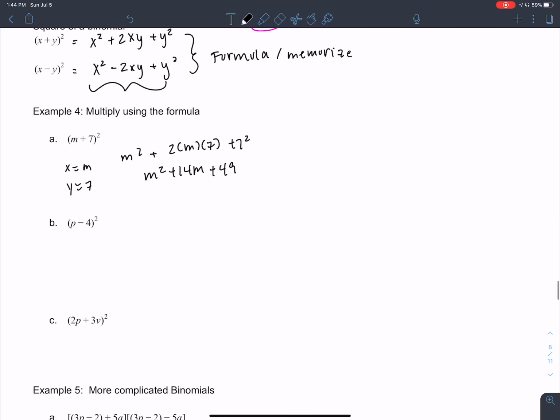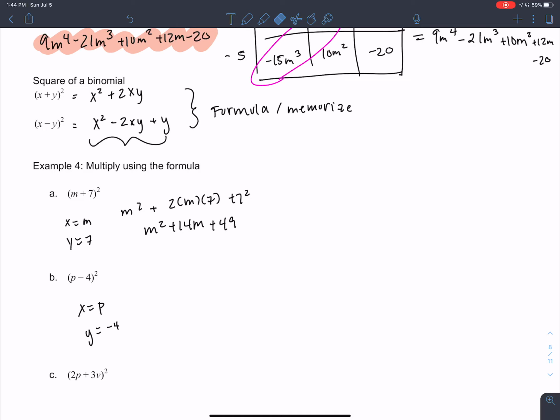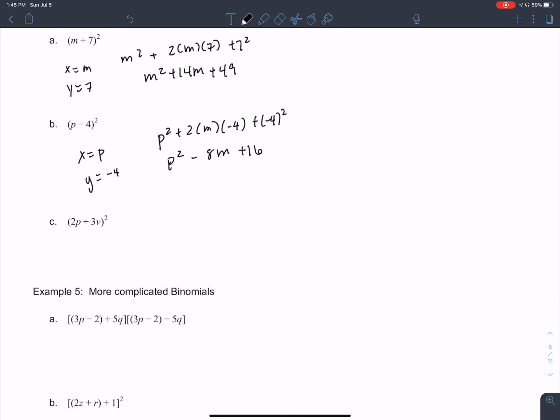Okay? All right. So x is p, y is -4. Now, if you want to use it as -4 and then only memorize this one, it's possible, okay? So if you do this, then you can do p squared plus 2 times p times -4 plus -4 squared. So p squared minus 8p plus 16. So you see how it shakes out to what you need it to be.